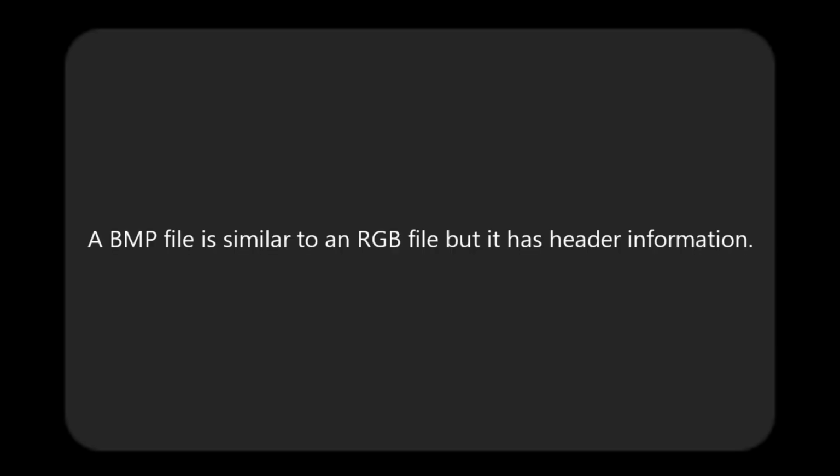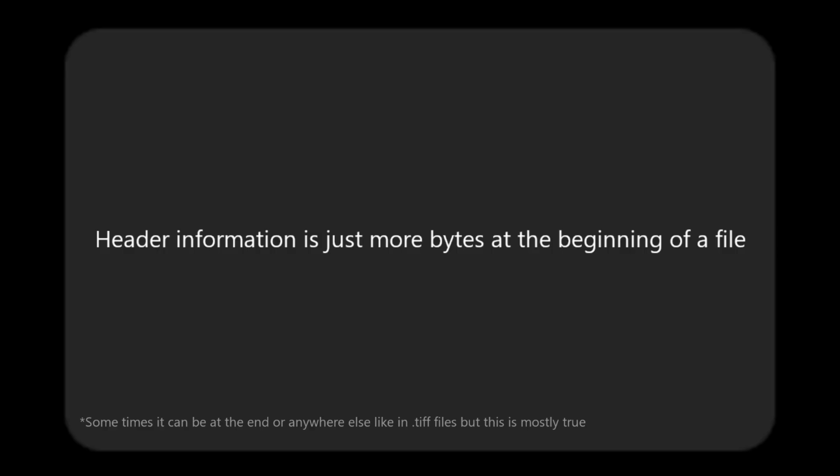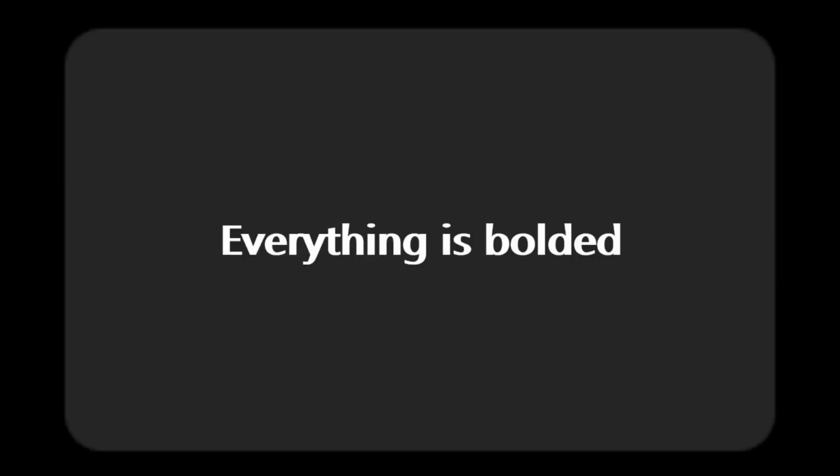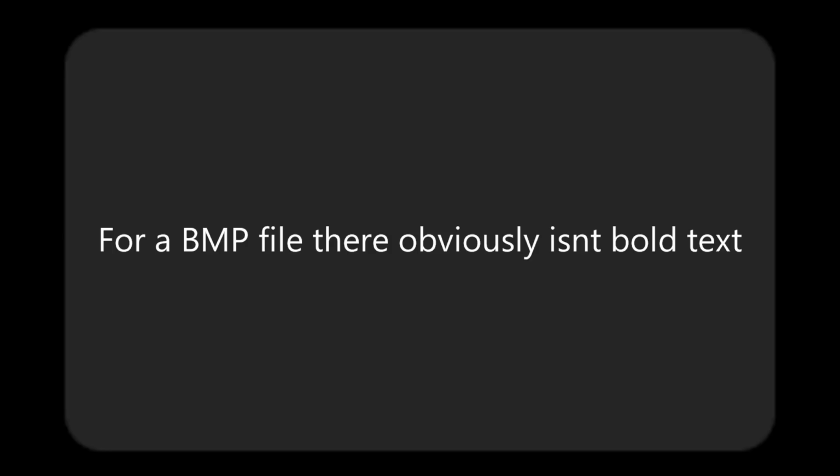Now, let's look at a .bmp file. A BMP file is similar to an RGB file, but it has header information. Header information is just more bytes at the beginning of a file. For example, let's say I have a text file. There are bytes that aren't displayed when it's opened in Notepad. The header could contain information like, make this file's text blue, or everything is bolded. For a BMP file, there obviously isn't bold text, but there are other bytes in the header info.